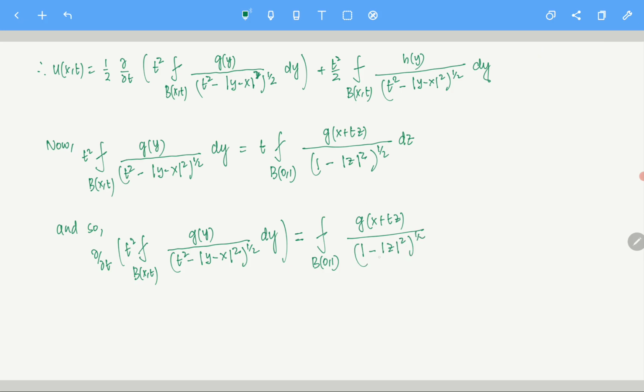I am just writing whatever is there. dz plus t times the integral over the boundary of the ball B(0,1), gradient g of x plus tz dot z, by 1 minus |z| square whole power half dz. Yes, I hope this is clear.